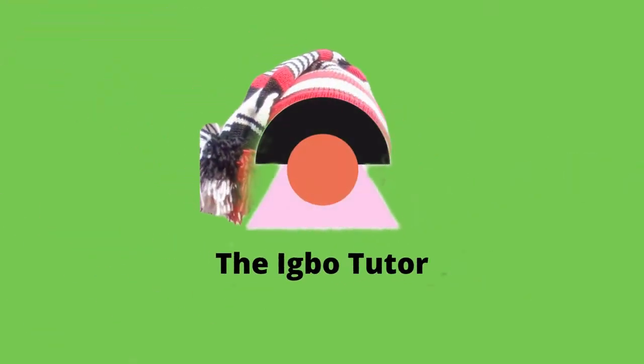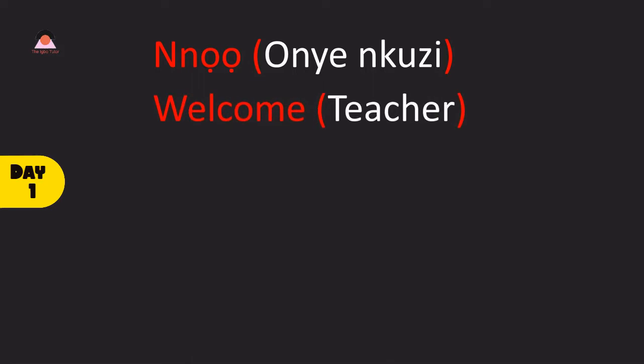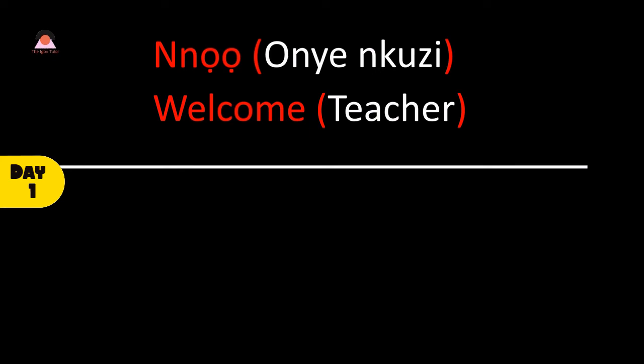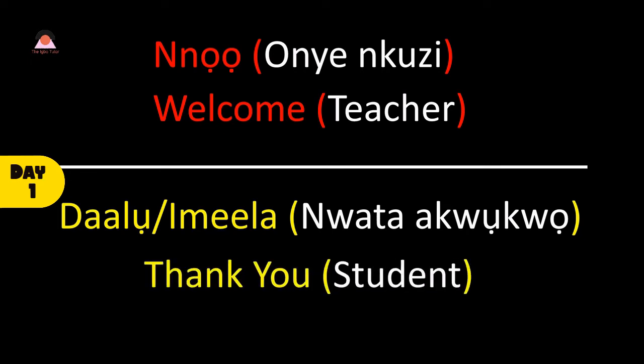I am the Igbo tutor, Onye Nkuzi Igbo. No Onye Nkuzi, which means welcome teacher. Put somebody's name in the brackets and tell the person no. Maybe his name is Mike. No, Mike. And having told me no as your teacher, what will be my response? I say daalụ or imeela nwata akwụkwọ, which means thank you, student.